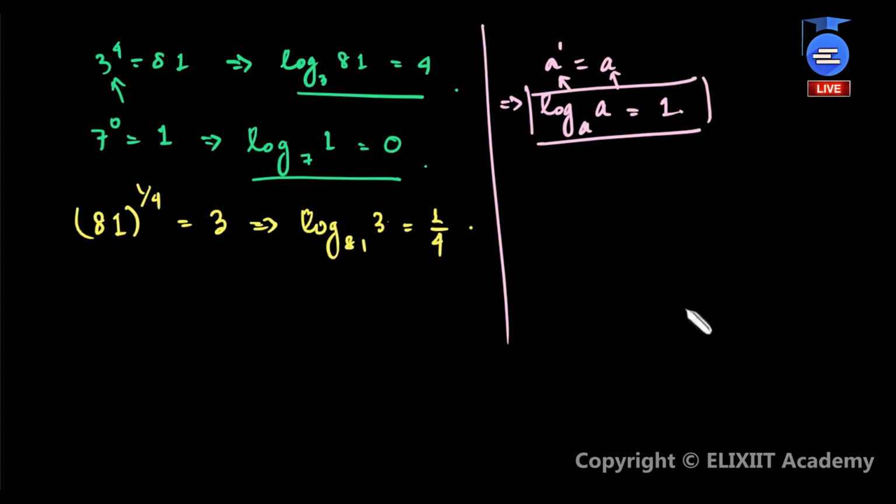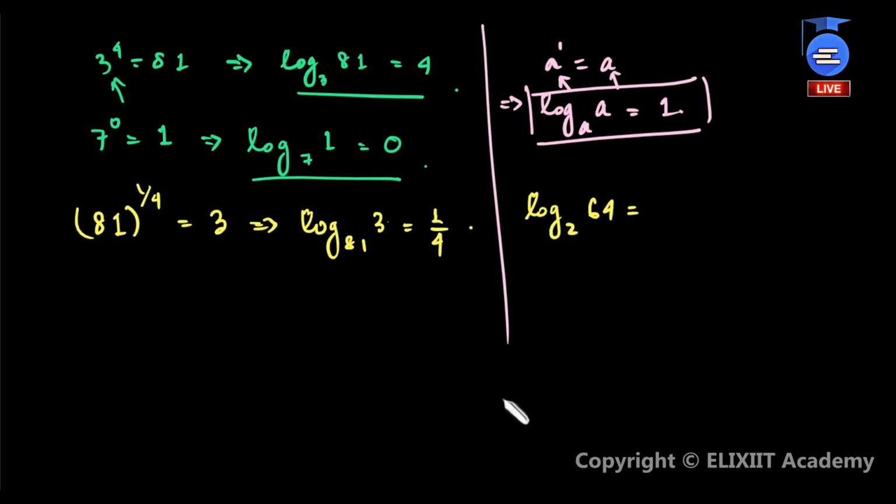Also, let's see some more examples. The logarithm of a number to a given positive real number as base is the index or power to which the base must be raised in order to make it equal to the given number. What is the meaning of this? Let's see with an example. Let's say log 64 base 2. What is log 64 base 2? You have to find the value of this.